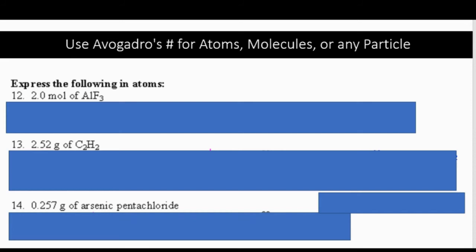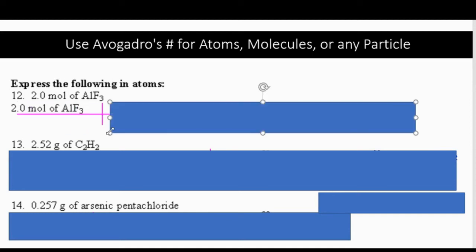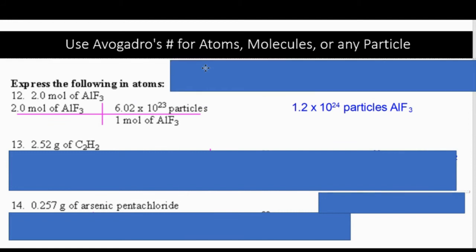All right, more ideas here. Number 12, we have moles. We're trying to find atoms. 13, we have grams. We're trying to find atoms. 14, we have grams. We're trying to find atoms. 12 is not bad. Write down the given. It's in moles. So to go from moles to atoms is just a straight up use Avogadro's number, nothing too fancy. And you cruise right through that one. Because it was in moles, we got to go immediately to using Avogadro's number.